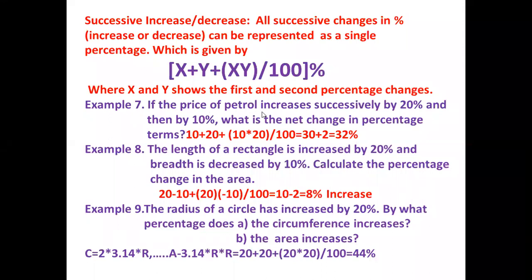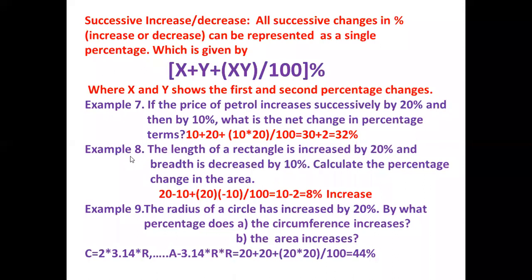Like they are asking, if the price of petrol increases successively by 20% and then by 10%, then what is the net change in percentage terms? So here X is the first one, 10, Y is the second one, 20. 10 plus 20 plus 10 multiplied by 20 by 100. You solve it, you are getting 32%. If you are getting answer 32%, it means the answer is positive, so it will be an increase. If you're getting a negative answer, it means it is a decrease.